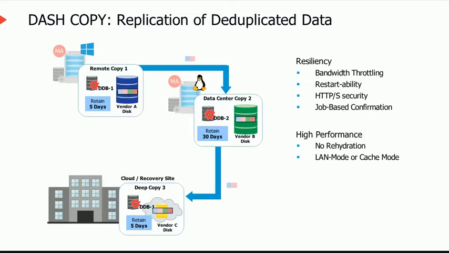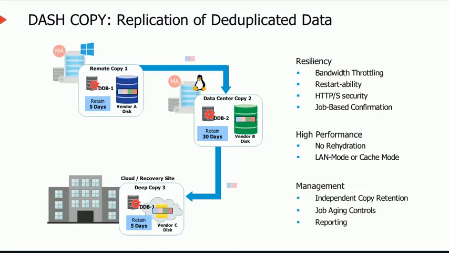DASH Copy eliminates the need for rehydration of data and provides a fast, asynchronous copy movement of just unique blocks to the secondary target. There are two ways in which it can be configured. On fast networks, LAN mode may be leveraged to read, compare, and move data in the most efficient manner. For slower or less reliable networks, WAN mode provides caching and may be utilized to minimize network lookups.